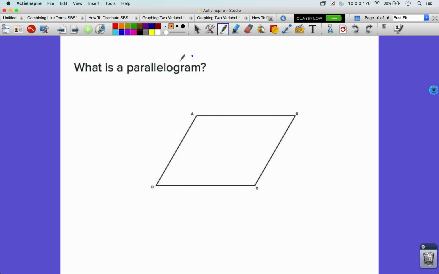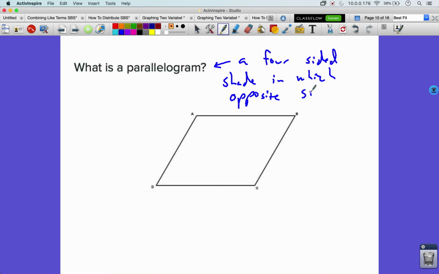All right, what is a parallelogram? It is a 4-sided shape in which opposite sides are parallel, meaning that if I kept these two lines going forever, they would never cross. All right, and they would actually always stay the same distance apart too. All right, so this side is parallel to this side.